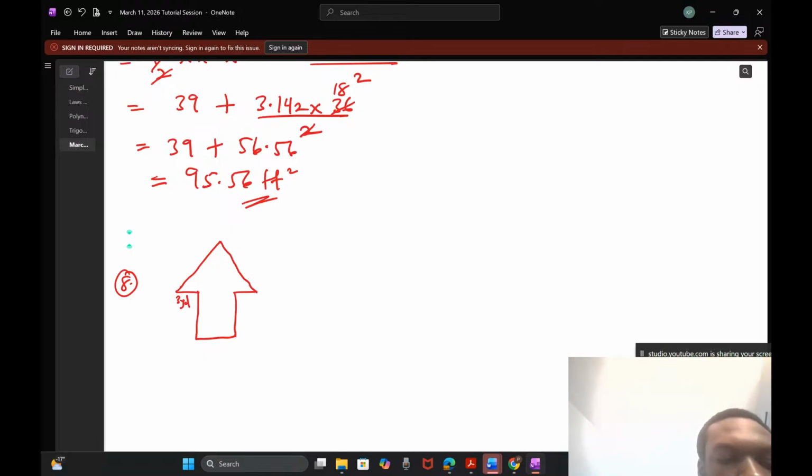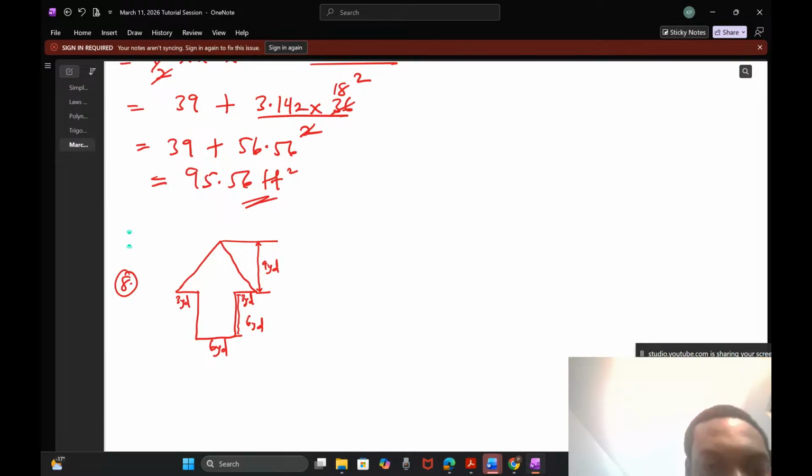This length is 3 yard. The length of this is 9 yard. The length of this from here to here is 6 yard. This one is 6 yard. Okay.